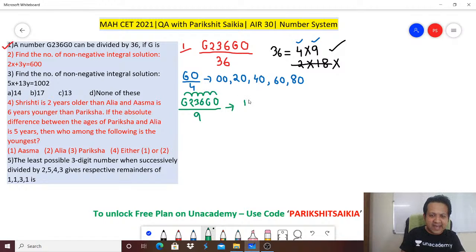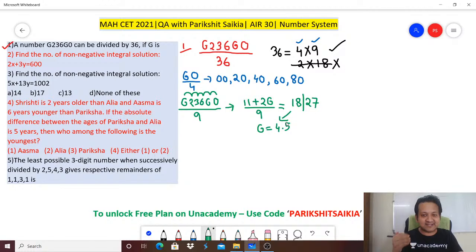So basically 11 plus 2G should be divisible by 9. It means the numerator has to be either 18 or 27. Will you agree? 18 or 27. If it is 18, G has to be how much? G has to be 4.5. That is not possible. Why? Because G cannot be a decimal.